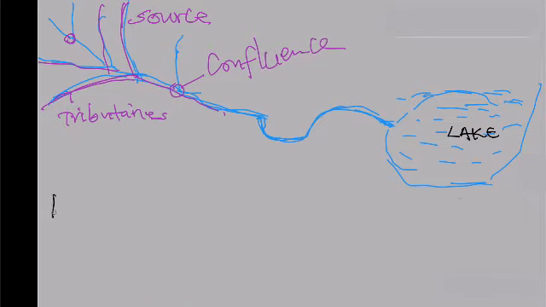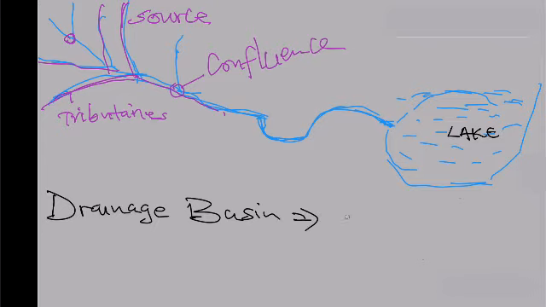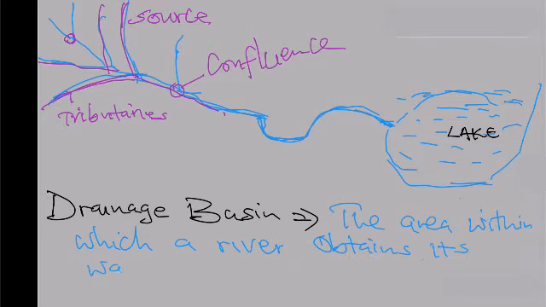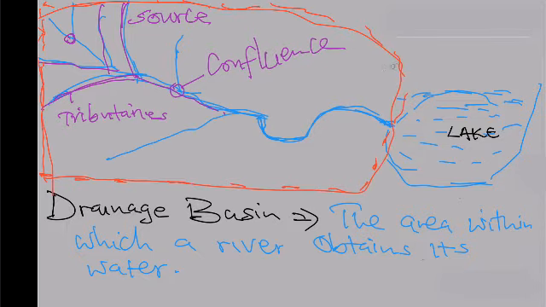So next we have what we call the drainage basin. And what is a drainage basin? Well, this is the area within which a river obtains its water. So you will notice that a river system is found within the drainage basin, and that is to say that the main river plus its tributaries obtain water from a given drainage basin.